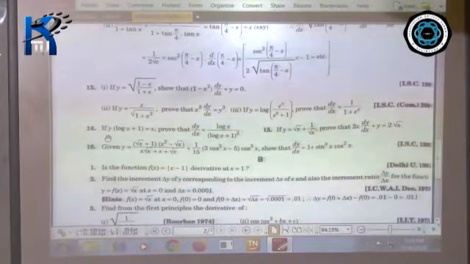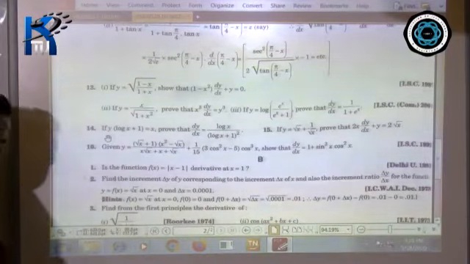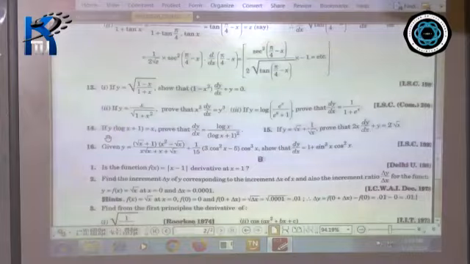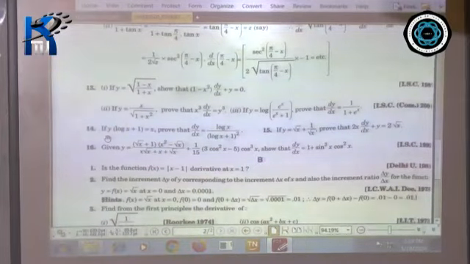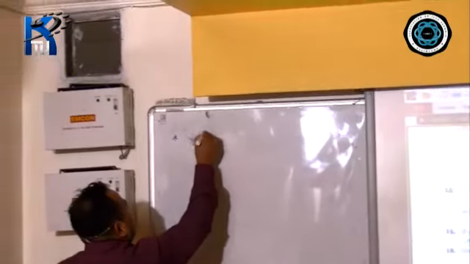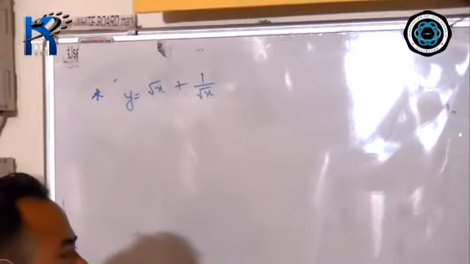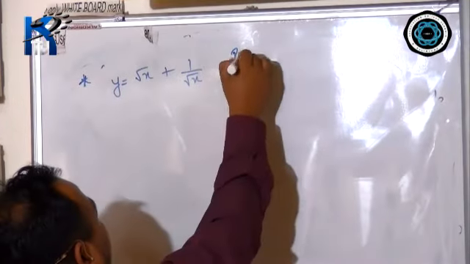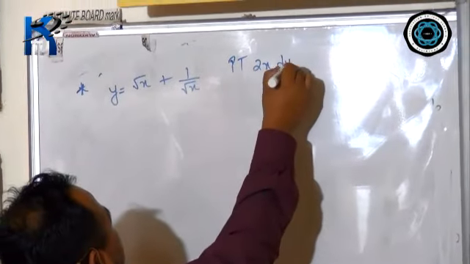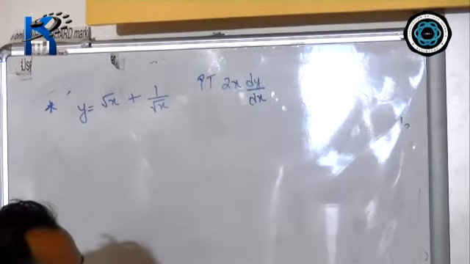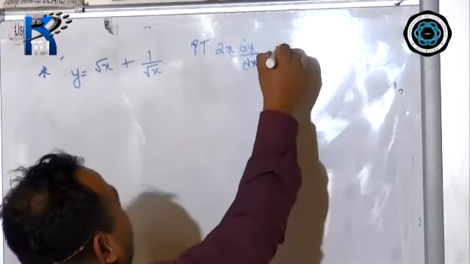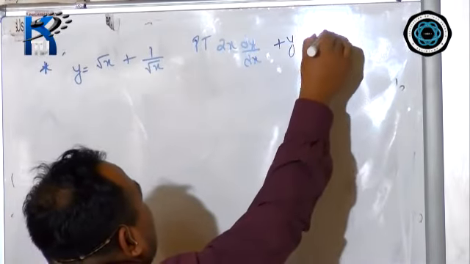Question number 15, a very important question. Given y equal to root x plus 1 by root x, prove that 2x dy by dx plus y equal to 2 root x.